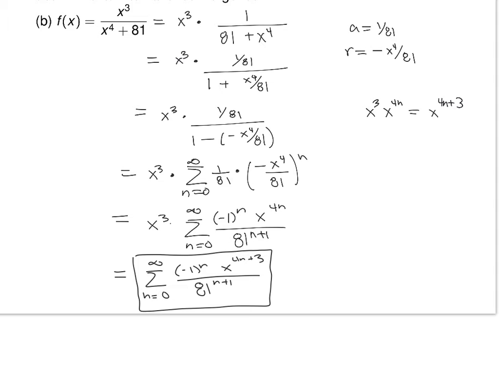All right, this series will converge if the absolute value of negative x to the fourth over 81 is less than 1. Same thing as saying x to the fourth has to be less than 81. And that will be true if x is in between negative 3 and 3.